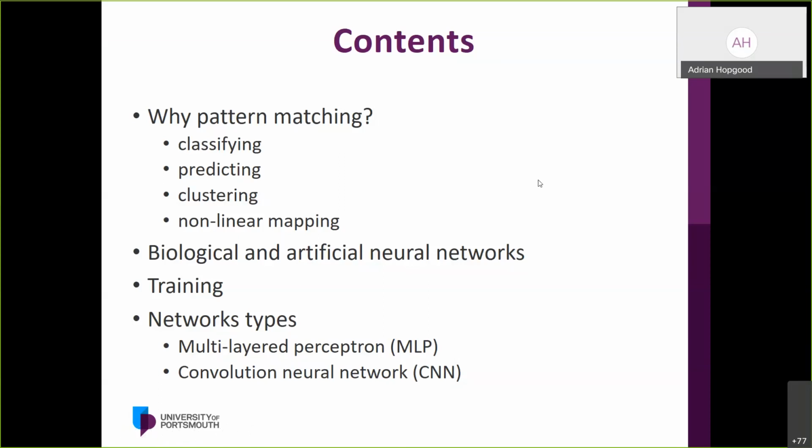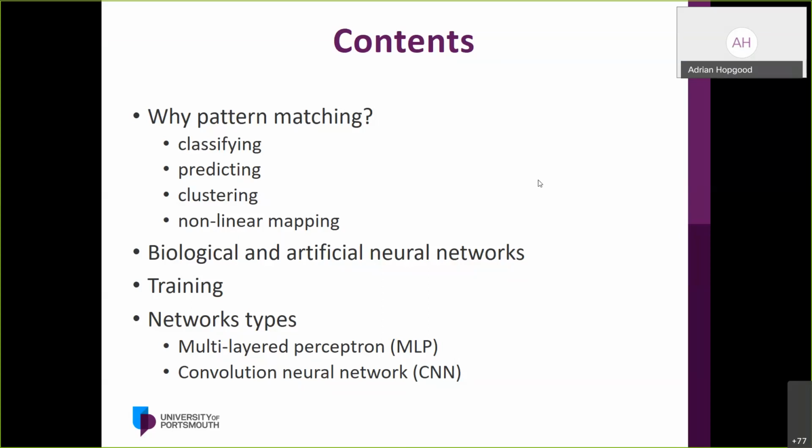So broadly speaking, I think we can say that neural networks are essentially classifiers. So that's the bottom line. And we use that sort of classification for predicting, sometimes for clustering, and sometimes for so-called non-linear mapping, which is to say mapping one set of inputs into one set of outputs. But broadly speaking, they're classifiers.